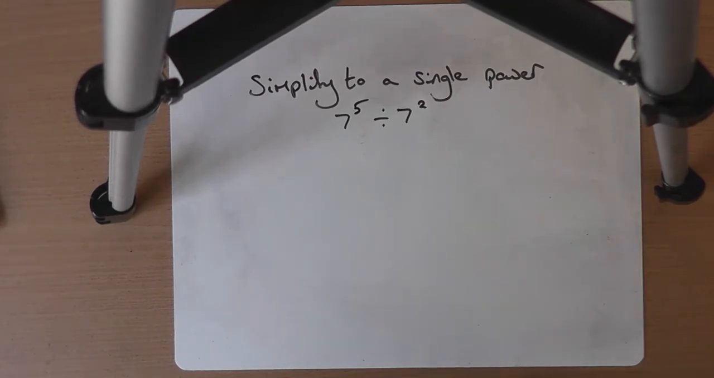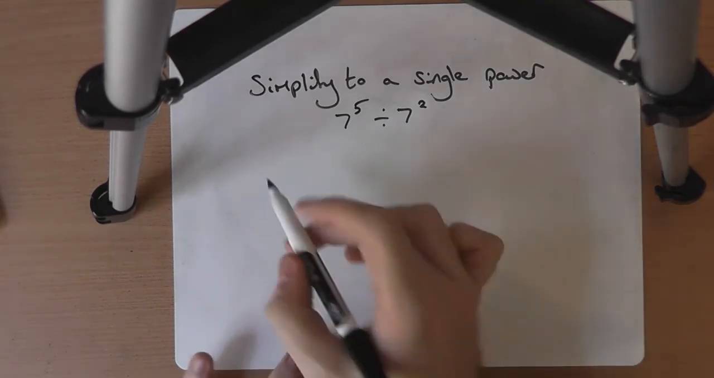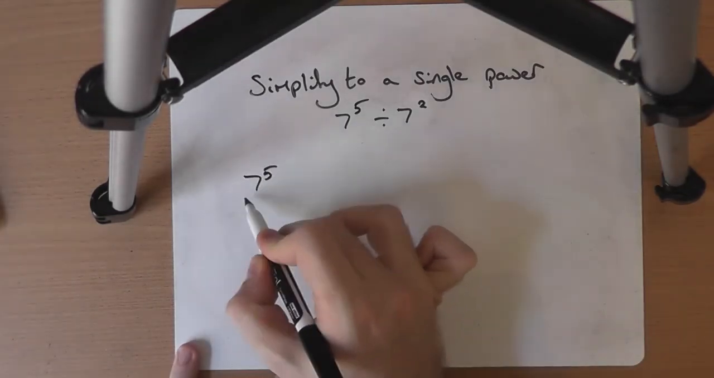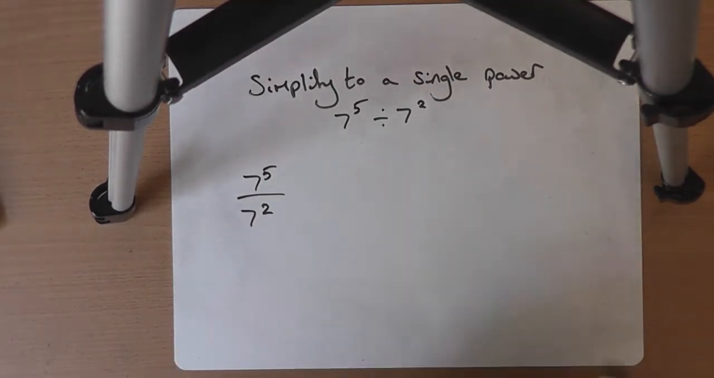Now, the second type of these questions involves a divide. Simplify to a single power. Same kind of question again. We go in with some powers and we come out with a power at the end. 7 to the power of 5 divided by 7 to the power of 2, or 7 squared. First thing we're going to do with divides is rewrite these in a slightly different way. We're going to think back to that other way of writing divides that we've already seen, with one thing over the top of another, just because it's easier to see what we're doing here.